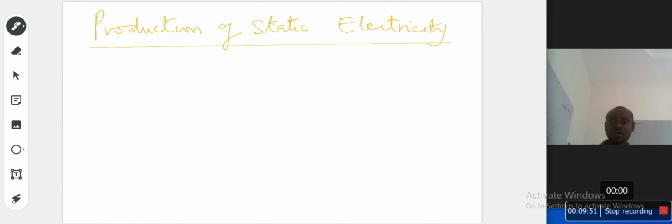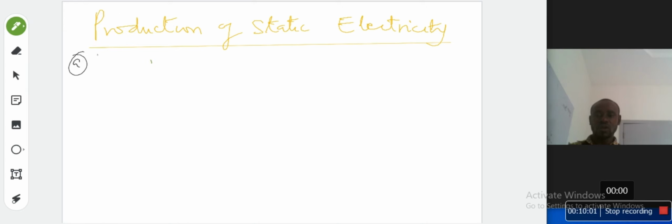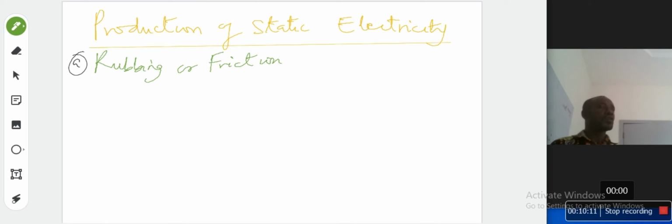Now, this is what I mean by transferring. So we look at the next page, production of static electricity. One way of producing static electricity is by rubbing, or friction. In this method, just like one simple experiment we used to carry out with much sugar.